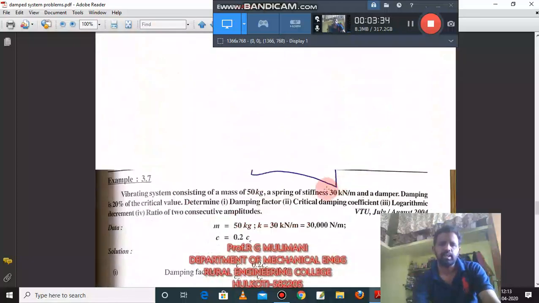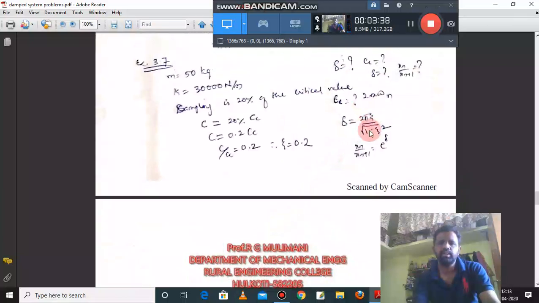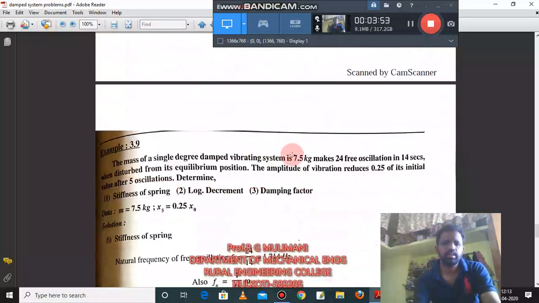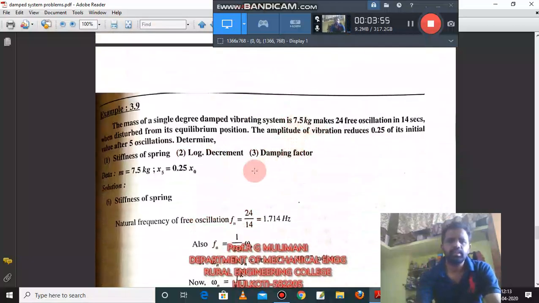Next, ratio of two successive amplitudes. You already know, delta is equal to ln of xn by xn plus 1. Using this expression you can find the ratio of two successive amplitudes. Okay, we'll take one more problem.